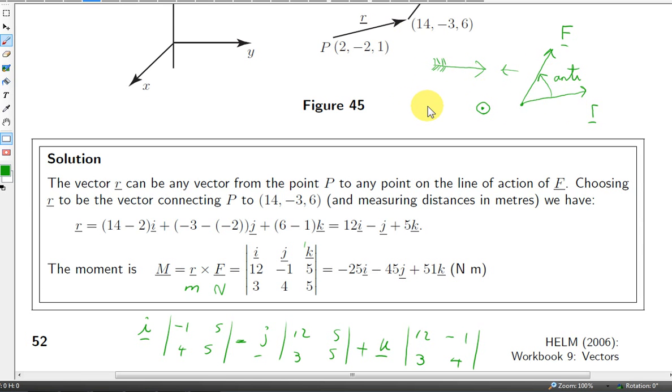If it's pointing into the screen, we would see the tail, which we could represent symbolically like this, a circle with a cross on it, if we're looking at the other end of the arrow. That's not what's happening here. We're looking at the tip of the arrow. R cross F is coming out of the screen. What about its magnitude? Well, we can just square the components, sum them, and take the square root if we want the magnitude of the moment. As a reminder, I use these words interchangeably. They have the same meaning, moment or torque of the force.